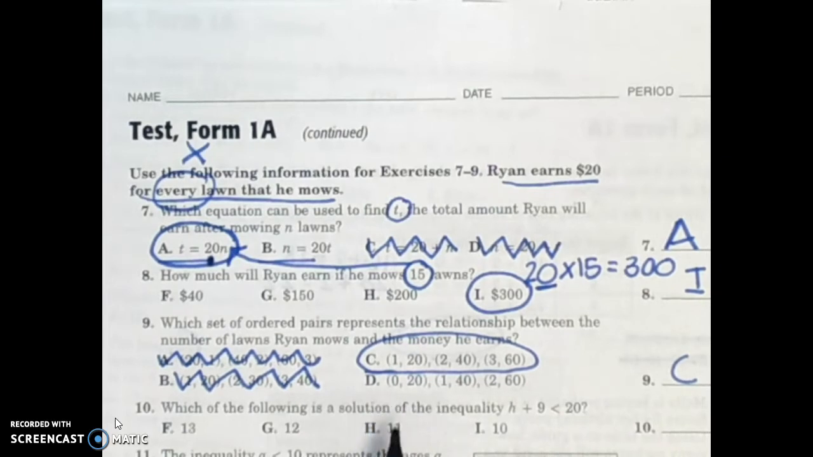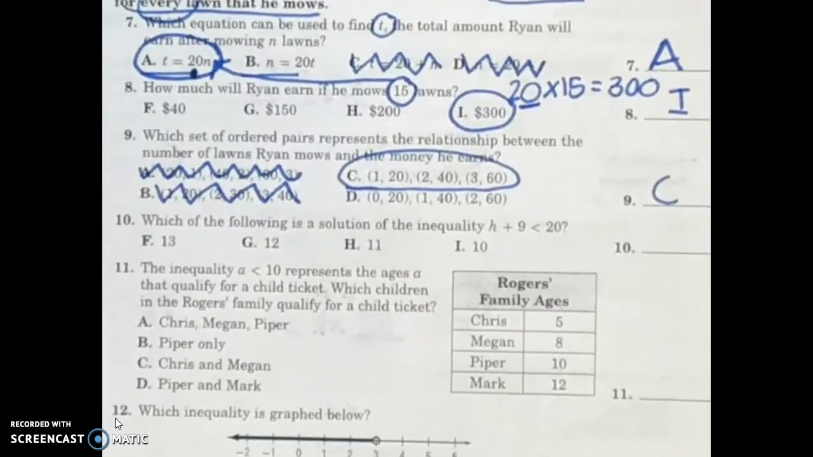We're not going to use D because we know at 0 it would be 0. You're not going to get paid $20 for not cutting any lawns.